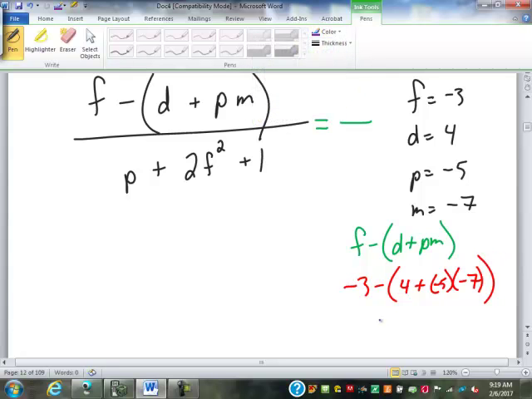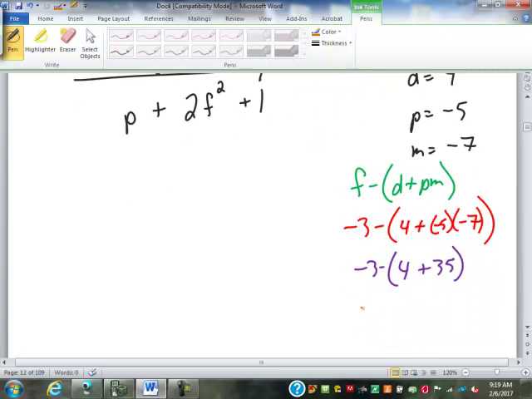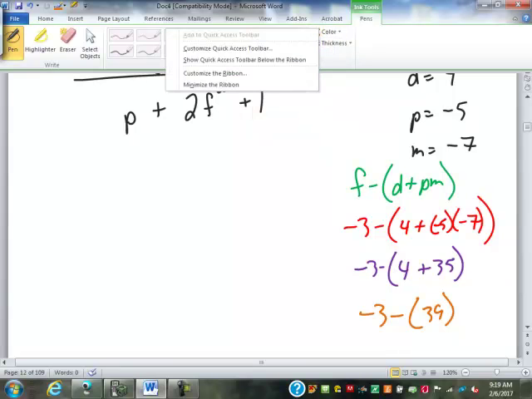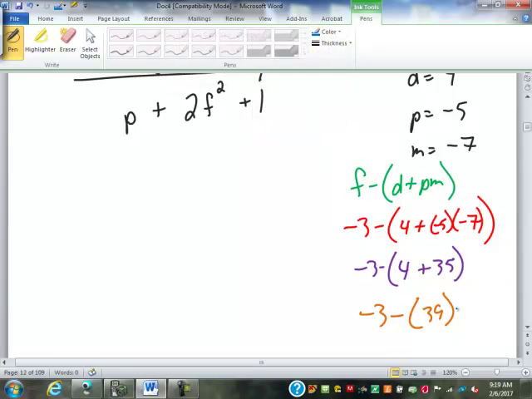What has to happen first? Negative 5 times negative 7, which is 35. So we have 4 plus 35 is 39. Negative 3 minus 39 is negative 42.